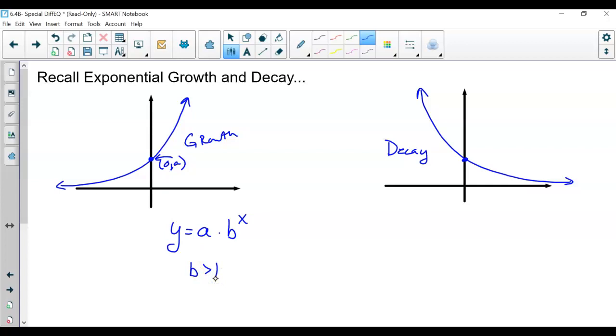Well, if it was a decay problem, I had y equals some a value times b to the x. And again, this is my initial value, (0, a). But when I was on a decay function, if you recall, b had to be greater than 0 but less than 1, and it could not be negative because then it was no longer an exponential function.